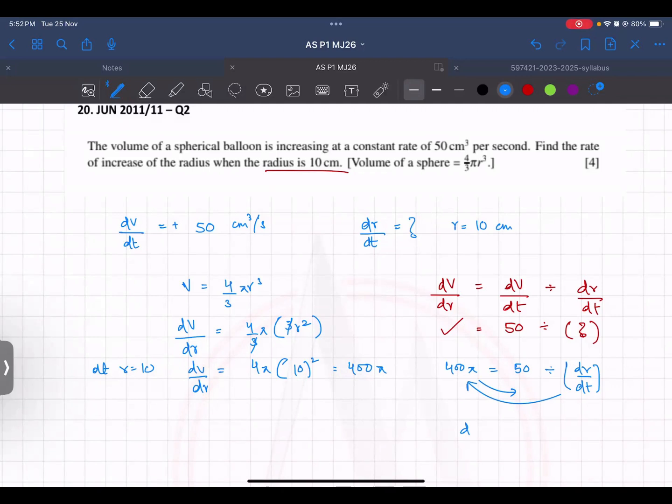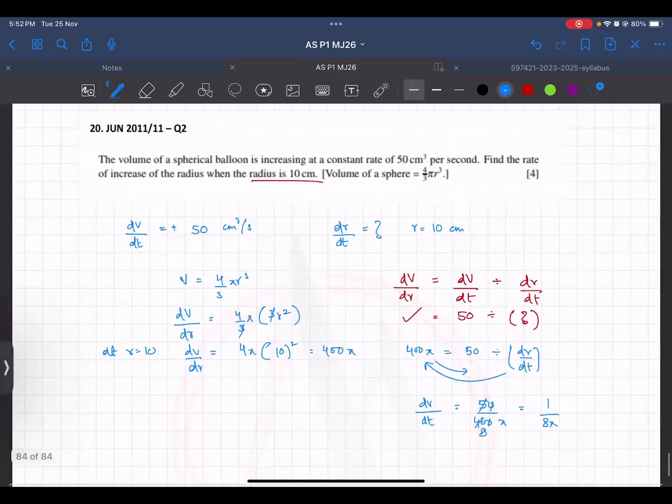So this will become dr upon dt equals 50 upon 400 pi. 0 0 cancel out, 1 and 8. So this equals 1 upon 8 pi. This is how the radius is increasing. This is your answer.